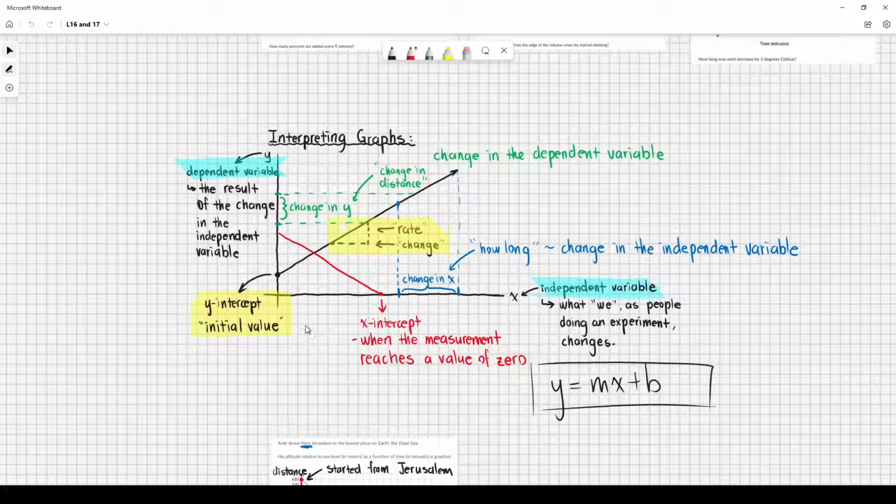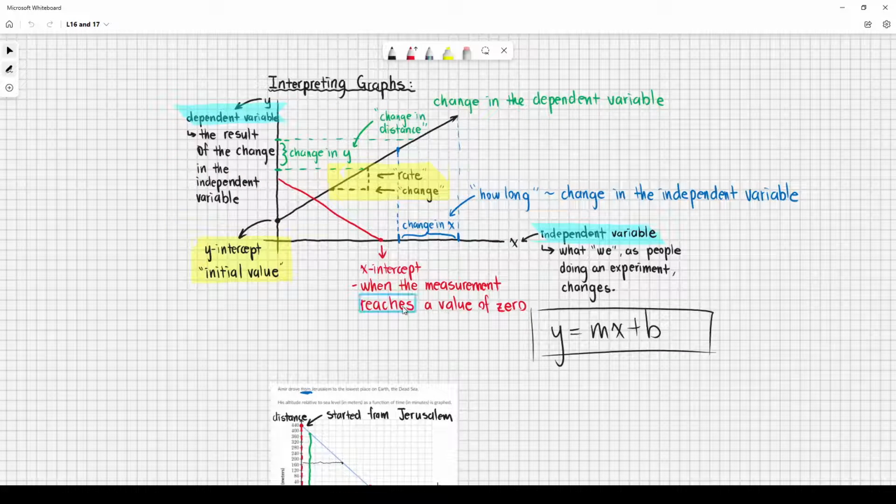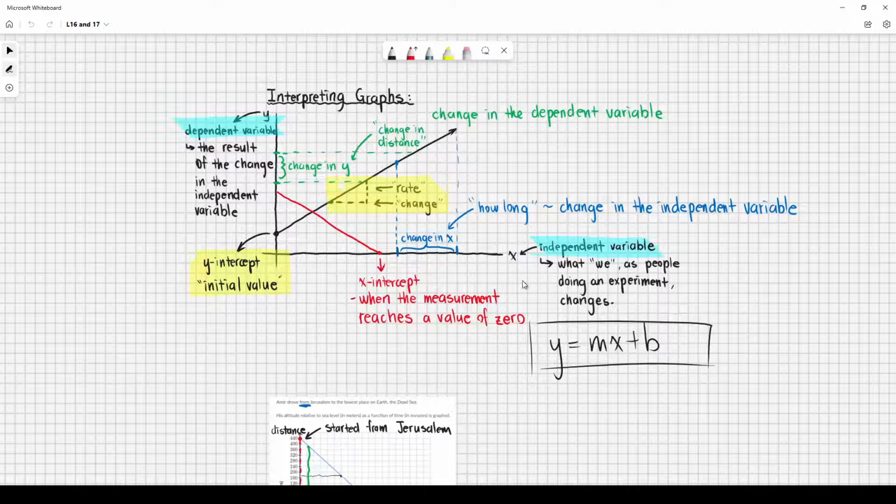So whenever you see words like start or begin or initially, they are usually the y-intercept. And then change in x is what we change during the experiment, and change in y, that's the result. And then the x-intercept is when the measurement reaches a value of 0. You don't see this quite often, but you see it from time to time. So that's a refresher on your memory.